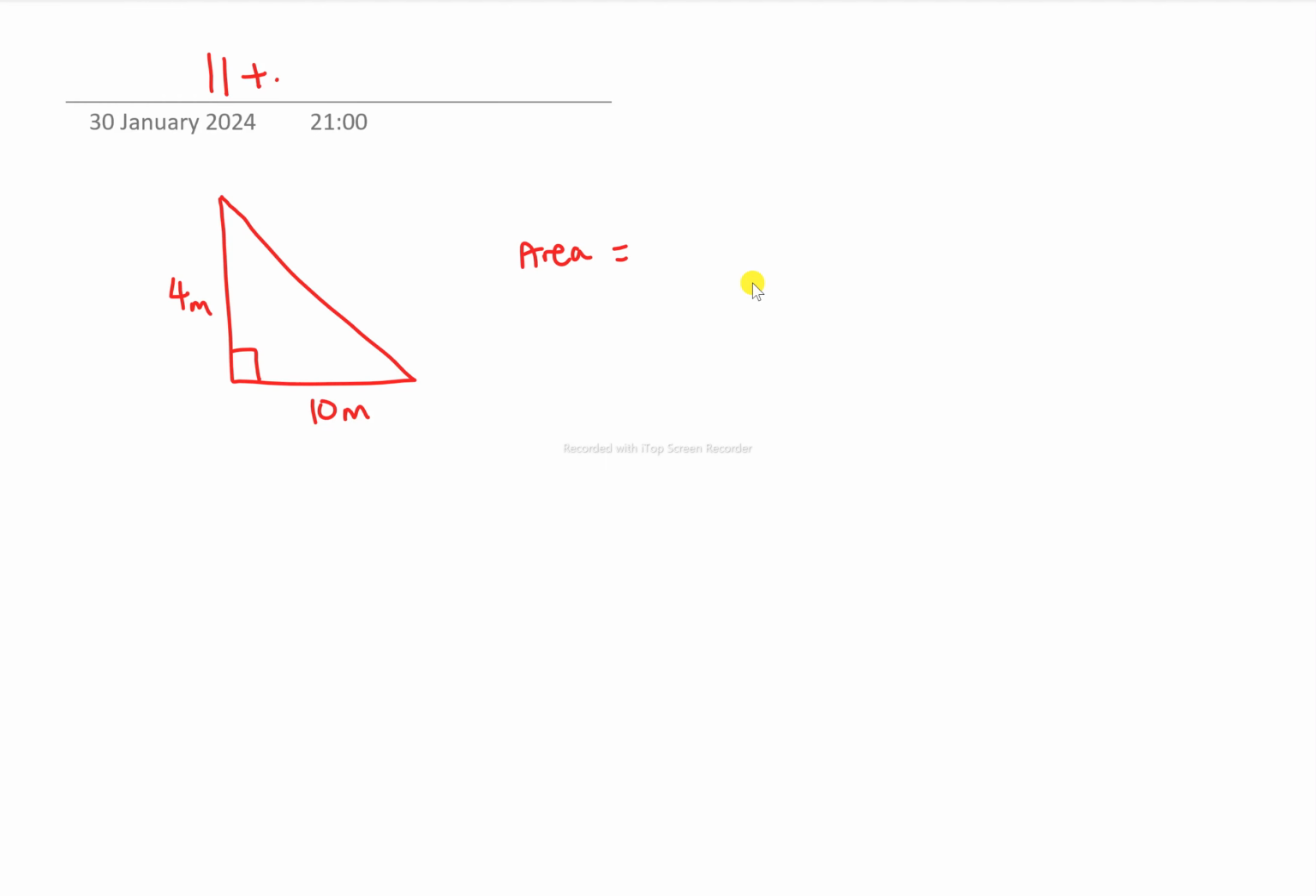What you do is you do 4 times 10. It's these two, look, it's these two lines that are at right angles multiplied together. Yeah, so it'll be 4 times 10 equals 40, and then you get the answer and you divide it by 2, you halve it. So your answer is 20 meters squared.